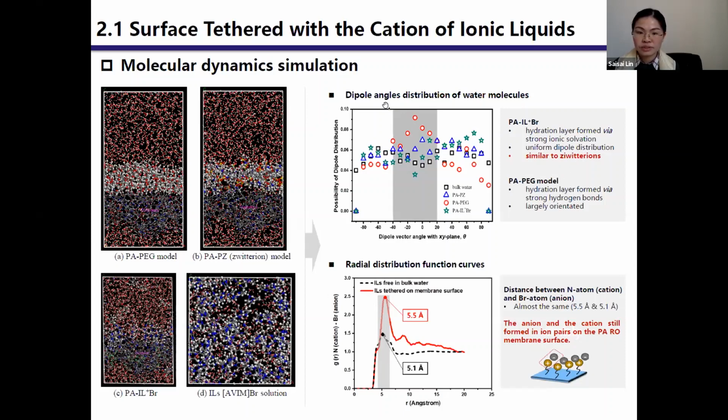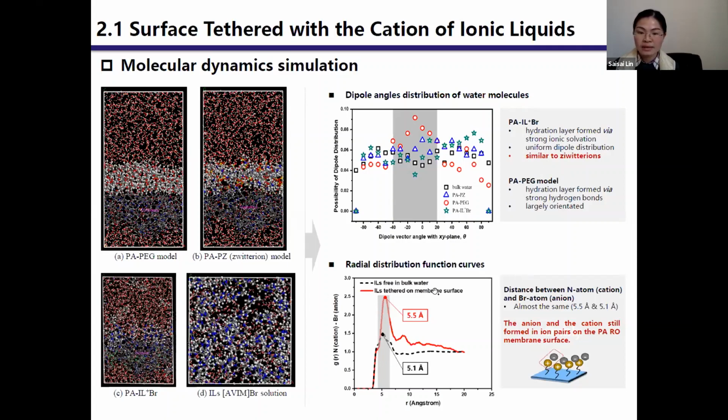And when we look into the PA-PEG model, especially in this region, minus 40 to 40 degrees, you can see a lot of the water molecules were focused into this region, which means they were largely oriented in the dipole angular distribution. So it was quite different from the PA-IL.